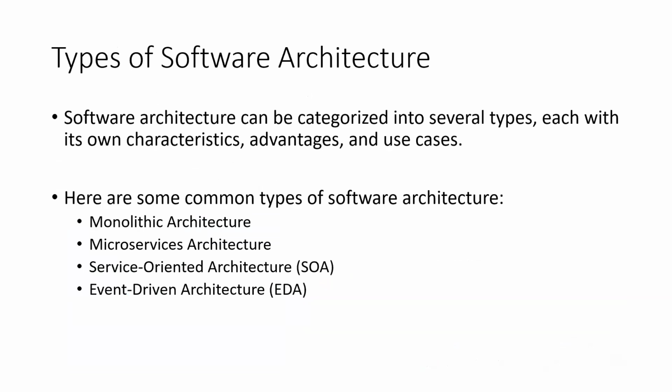When you talk about software architecture, there are so many architecture styles in the market. I don't want to discuss all of them in this session. I'll pick only four. Monolithic architecture is the classical type of architecture. The second one is microservices architecture, which we are going to explore in detail from tomorrow's class onwards. The third one is service-oriented architecture. The fourth one is event-driven architecture. Those are the common architecture styles available in the market. Let's explore monolithic architecture in the next slide.